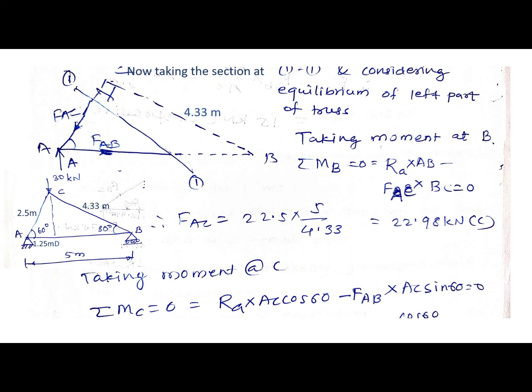After finding the values of RA and RB, now we have to take the section. Taking the section at 1-1, like this, and considering the equilibrium of the left part of the truss, the right part is to be dotted.